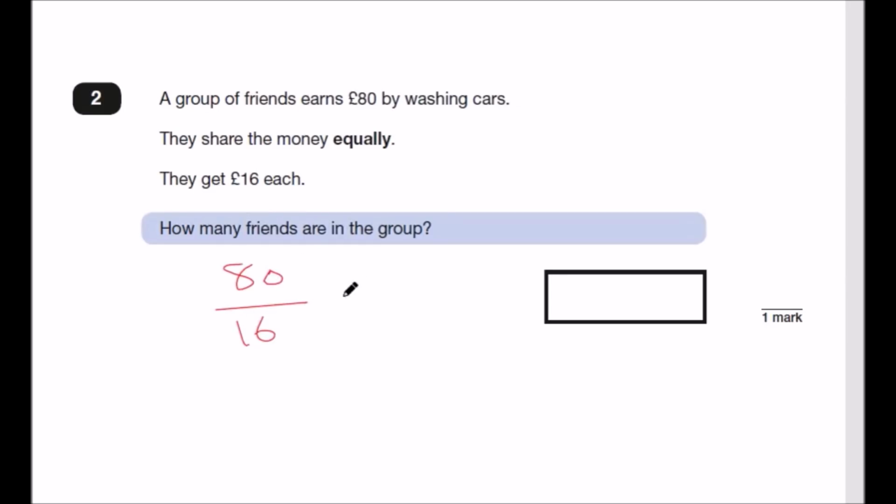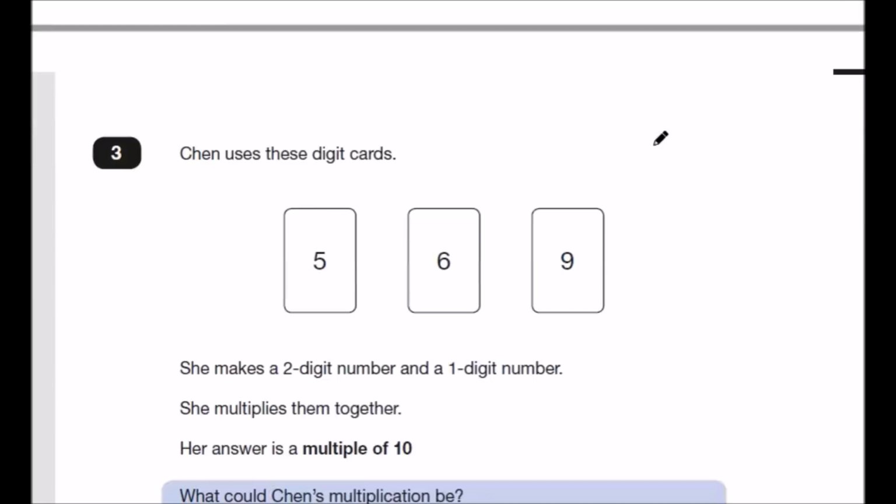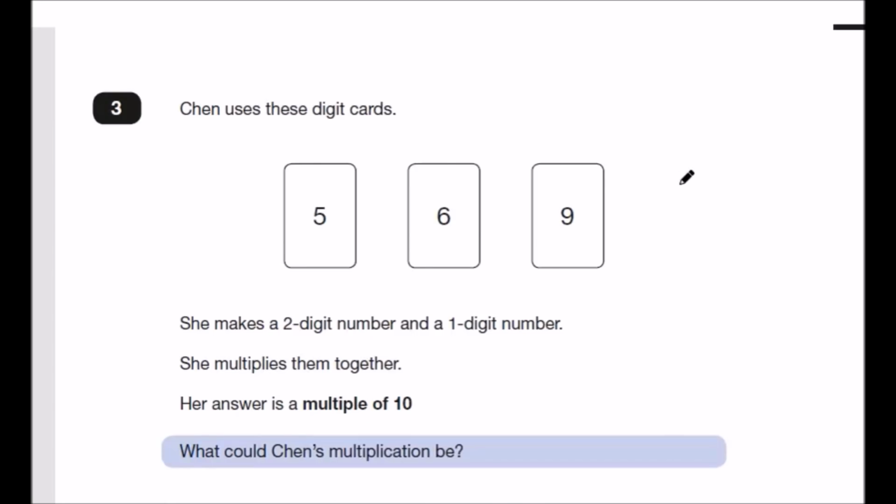To simplify this, because of fractions, you can cancel down by halving both. So you can get 40 over 8. This is another way to do division, which I find easier. Half again, you get 20 over 4. And then you can see that 20 divided by 4 gives you 5. So this will be easy. The answer is 5. So there are 5 friends in the group.